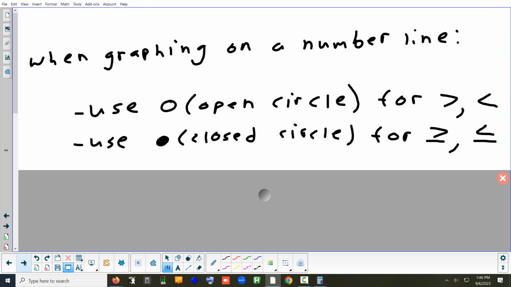So there's 2 steps to graphing an inequality. First thing is we have to put a symbol on the number that's in the problem. The symbol can be one of 2 symbols, either an open or a closed circle. And the way you know which one to use, if your original problem has a greater than or a less than, it's an open circle. If it has the line under it, that means equal to, you have to fill in the circle.